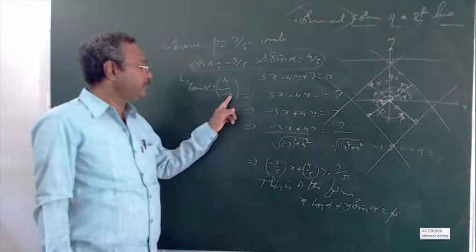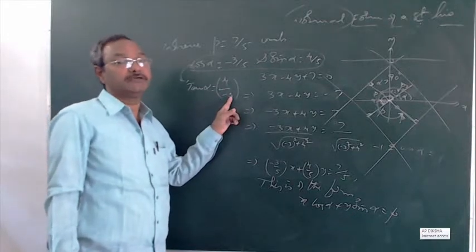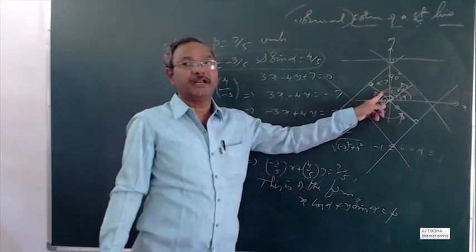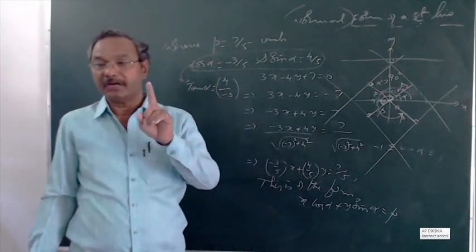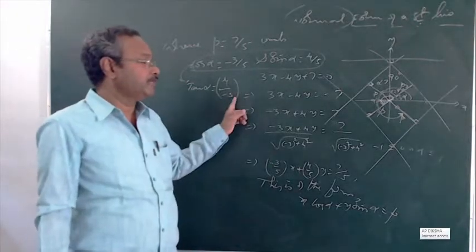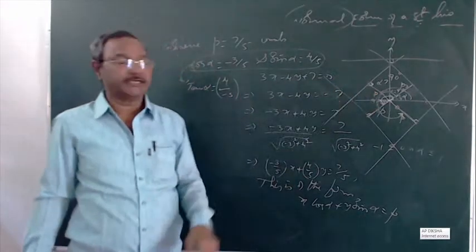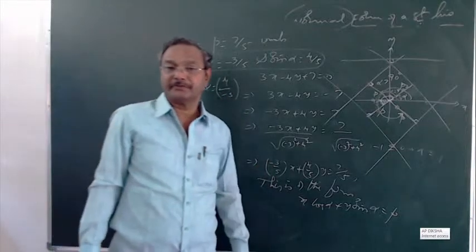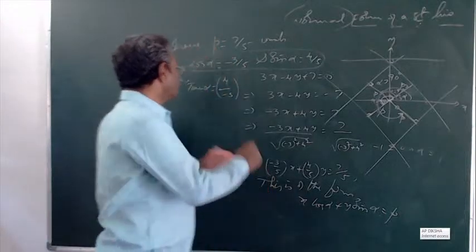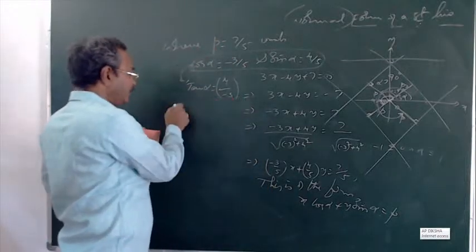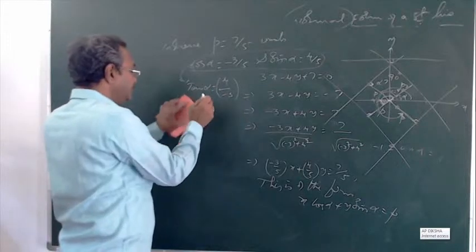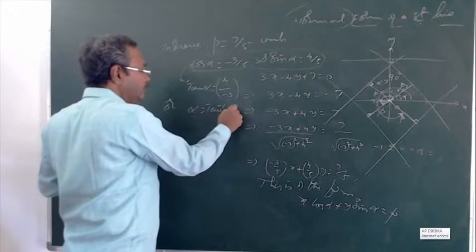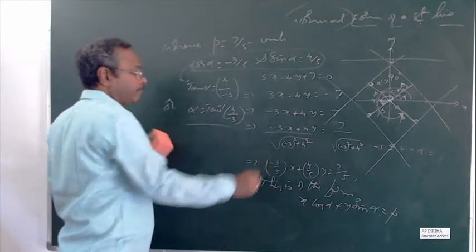Because this negative sign with minus 3 indicates that the angle made by the normal with the initial line is greater than 90 degrees but less than 180 degrees. Alpha is greater than 90 but less than 180. That's why cos alpha has to be a negative quantity. That should be the case. And so tan alpha is 4 by minus 3, or you can write it as alpha is equal to tan inverse 4 by minus 3.